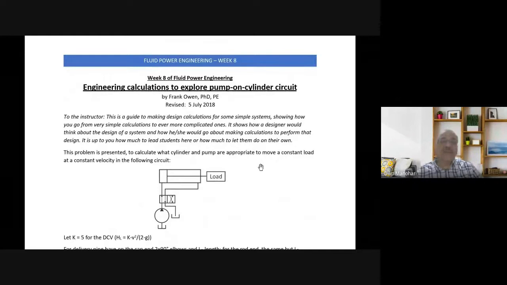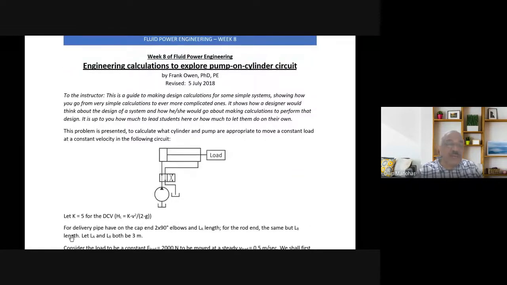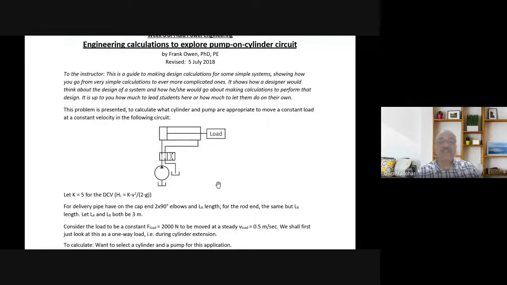This is a sample calculation to design a circuit for a cylinder acting upon one load, and that cylinder and pump have to move one constant load at a constant velocity as per the problem. So I'm trying to read out the problem here. There is one cylinder, one pump, and a constant load applied to the cylinder, and we have to move the constant load at a constant velocity in the circuit. So we are required to design and size.